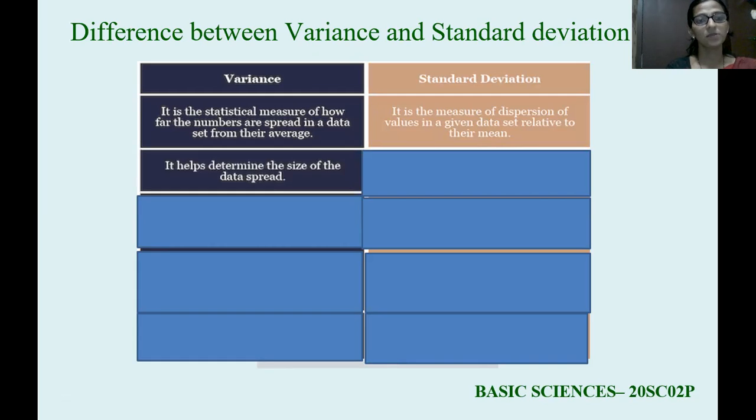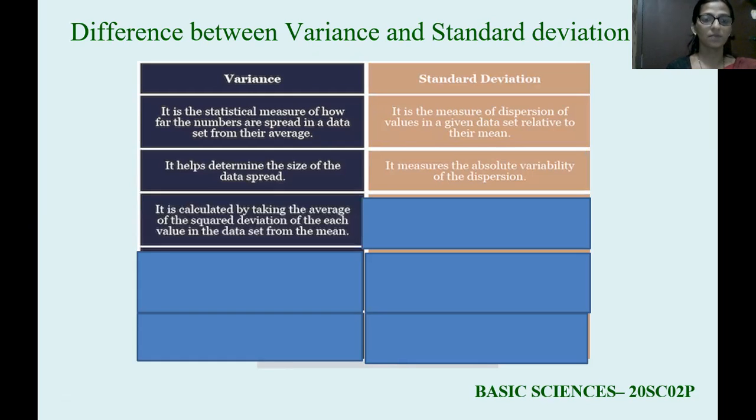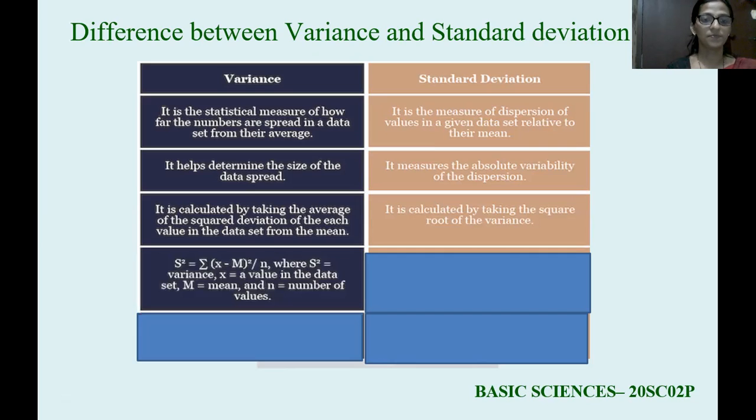Then variance helps to determine the size of the data spread. Standard deviation gives us the average distance of each value from the mean. Variance is calculated by taking the average of the squared deviation of each value in the data set from the mean. Standard deviation is calculated by taking the square root of the variance.